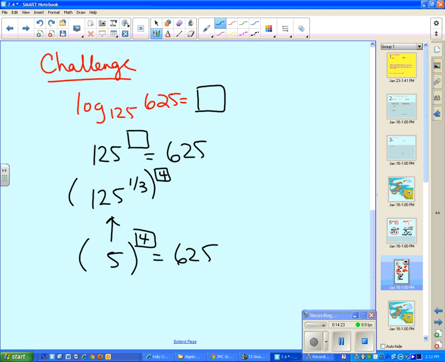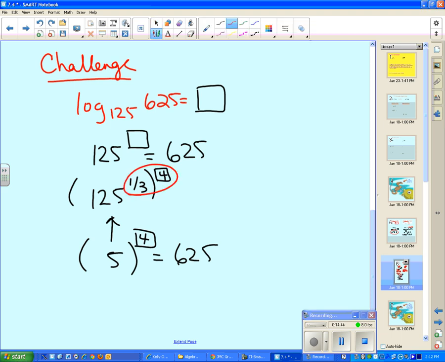Okay, you guys try it in your calculator right now. Prove to yourself that this is true. Do 125 to the 1/3. Okay, remember you have to use parentheses around your 1/3. And then take that number to the 4th. Does it work? Okay, but we want to simplify.